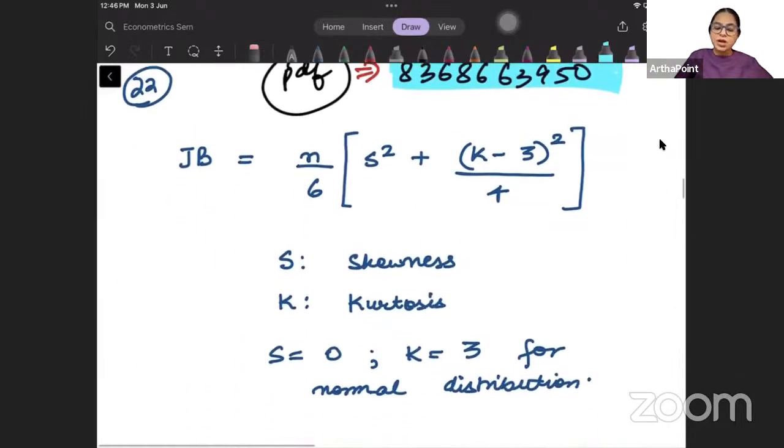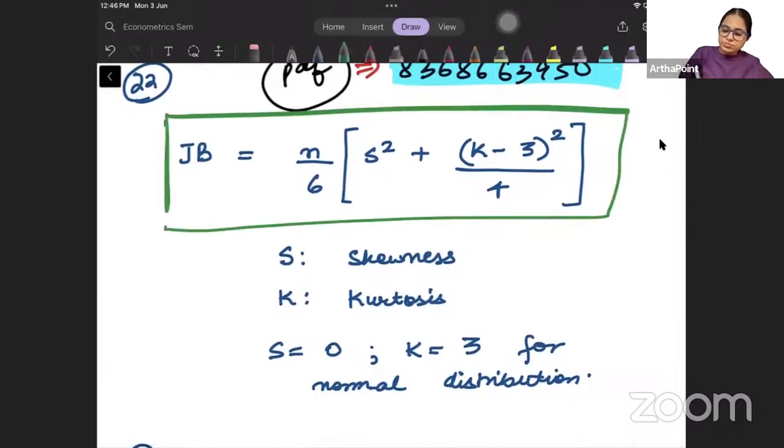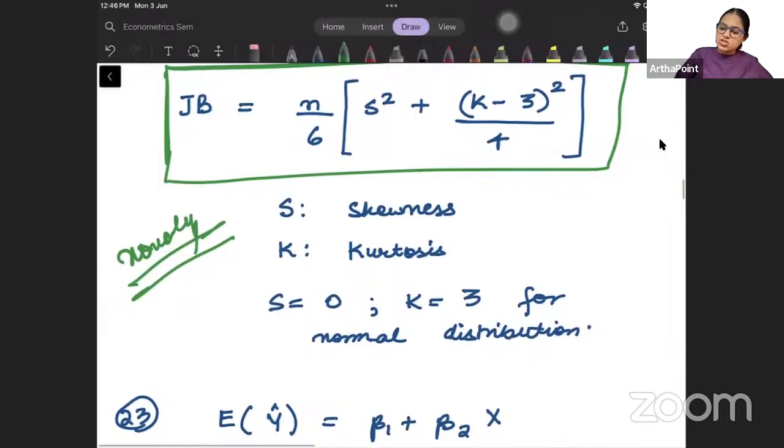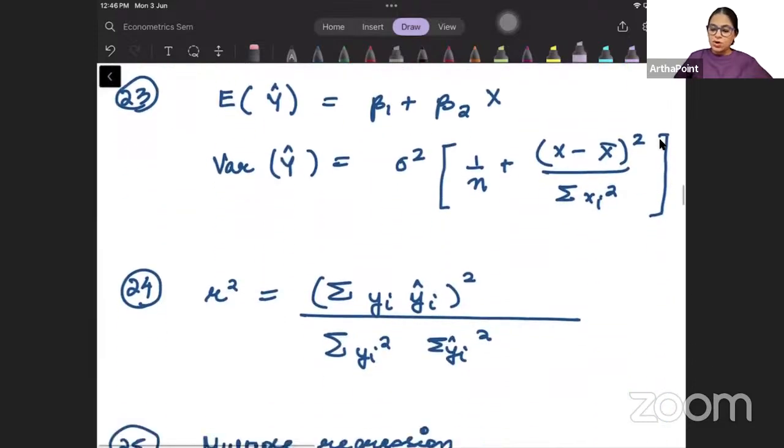Okay, now this is your JB statistic, right? Which is used for your normality testing. Now here in this JB stat, your S represents the skewness and K represents the kurtosis. Remember that when your skewness is 0 and your kurtosis is 3, then it is a normal distribution. Okay.